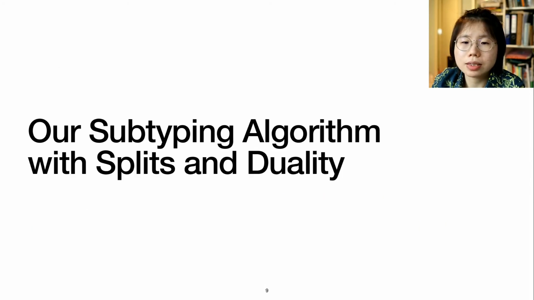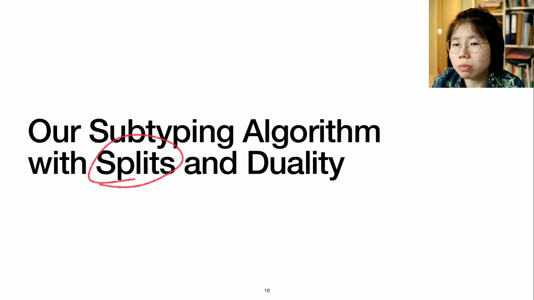Now, let's take a closer look at our subtyping formulation. Remember, it used two ideas: type splits, which we use to deal with the distributivity rules, and dual typing, which provides another viewpoint for us to unify the system. I'll show them one by one, so we'll start from the splits.